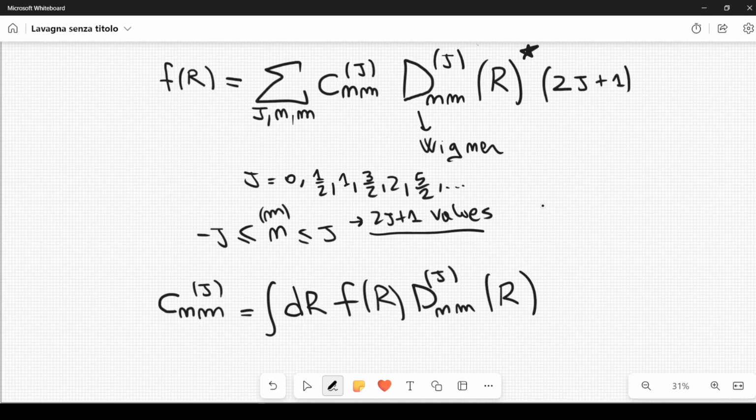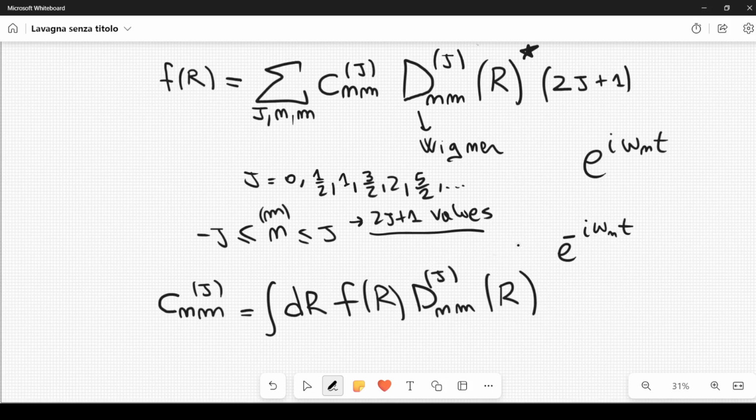And this is similar to the fact that, for example, when you consider the Fourier series, in the series you have e to the i omega n t, if we consider the variable t, so we would have a function f of t here. Whereas in the integral, we have the complex conjugate of this, so e to the minus i omega n t. And this is the reason why here you have the complex conjugate, and here you have the Wigner matrices.